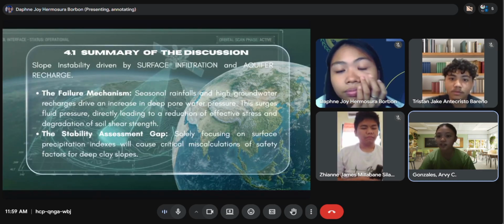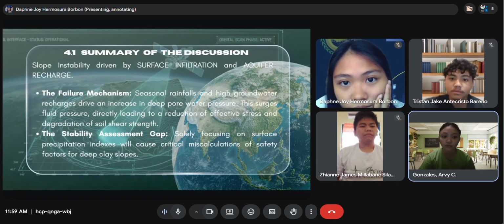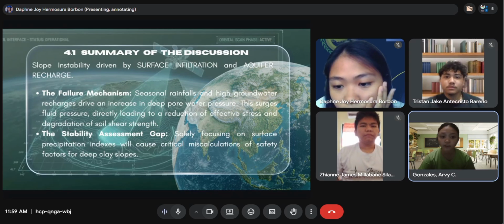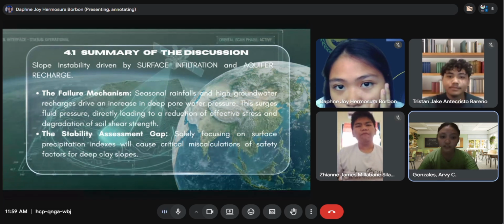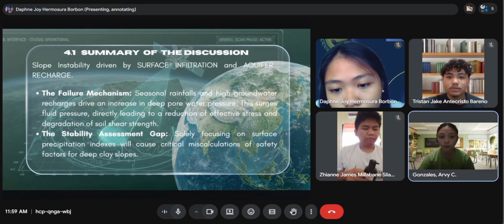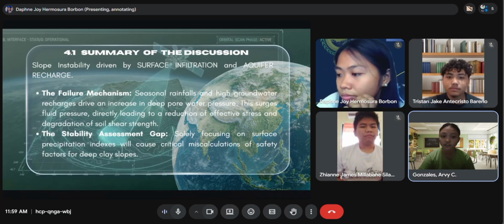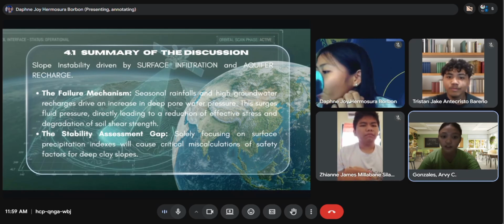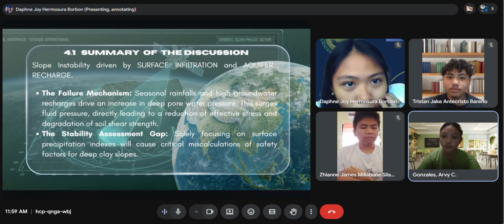So the slope instability is driven by two distinct sources: the shallow and deep groundwater flow. When seasonal rainfall and deep aquifer recharge peak, they cause a significant spike in pore water pressure. This directly reduces the effective stress and degrades the shear strength along the soil slip planes.